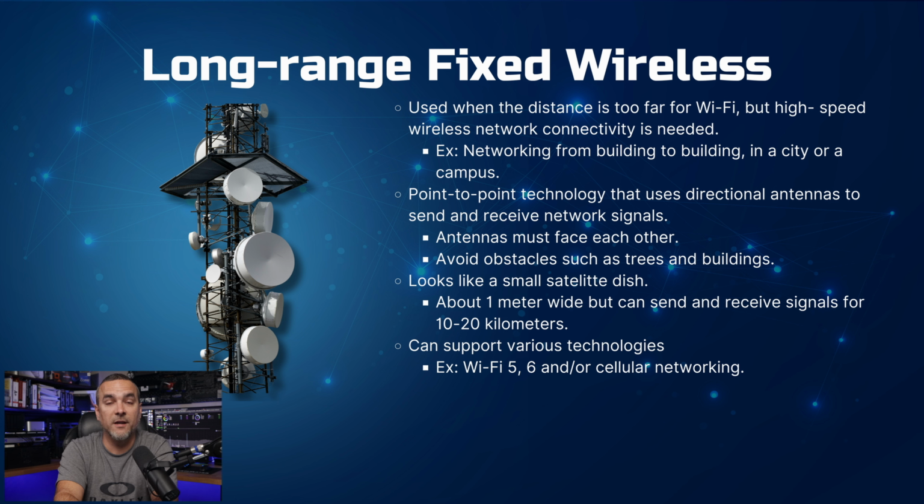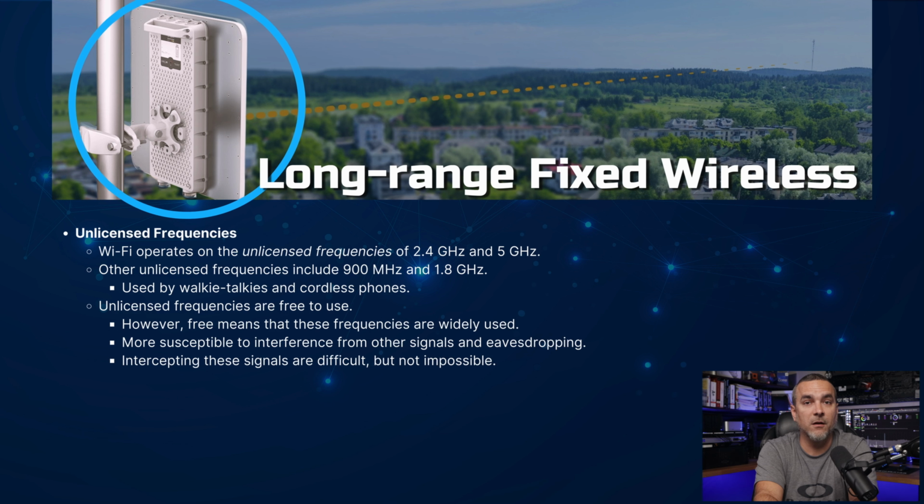It can support different technologies, such as Wi-Fi 5, 6, and cellular networking. Wi-Fi operates on unlicensed frequencies such as 2.4 GHz and 5 GHz, while other frequencies like 900 MHz and 1.8 GHz are used by devices like walkie-talkies and cordless phones. Unlicensed frequencies are free to use, but this also means that they are popular and more susceptible to interference and eavesdropping. Intercepting signals on these frequencies requires being within the range of the field, which is challenging but not impossible.